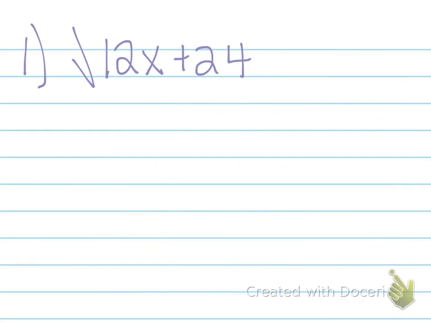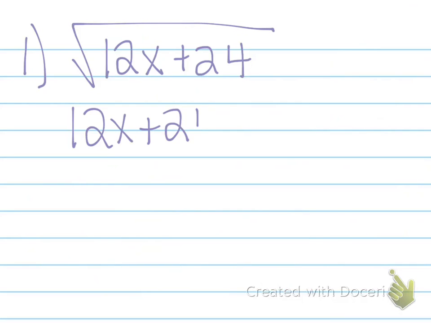So we're going to do some practice finding the domain of 3 examples. So here's our first example. The square root of 12x plus 24. So we're going to set the guts inside that 12x plus 24 equal to 0 and solve.